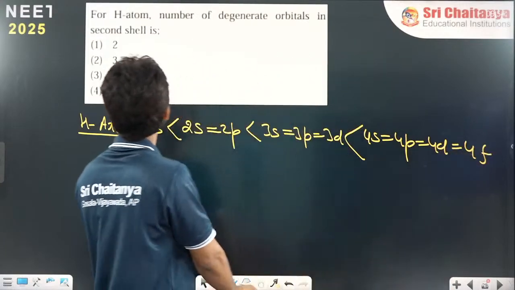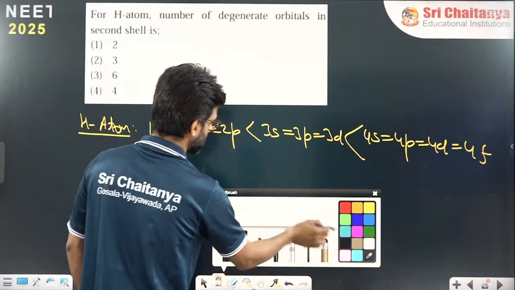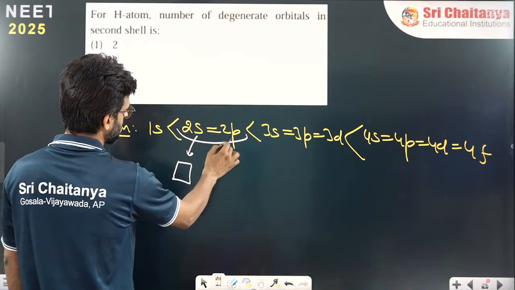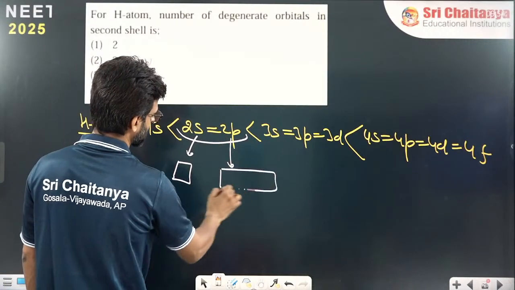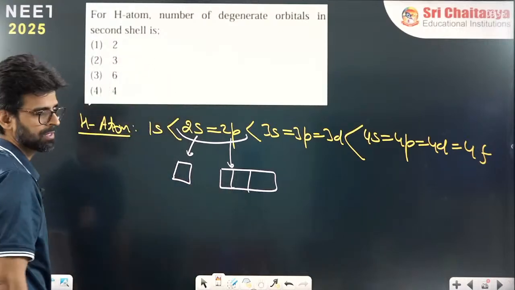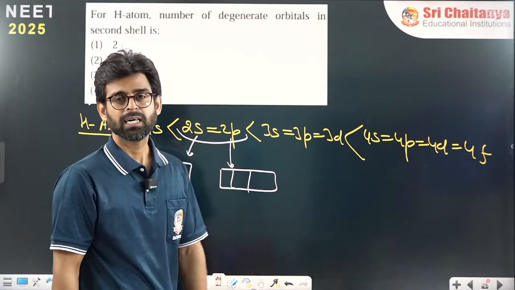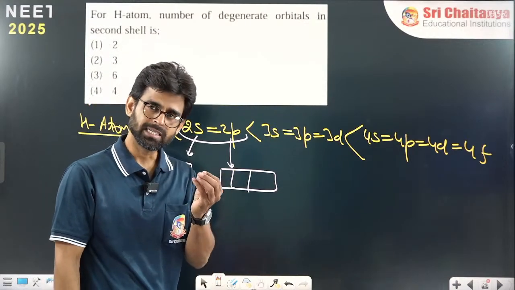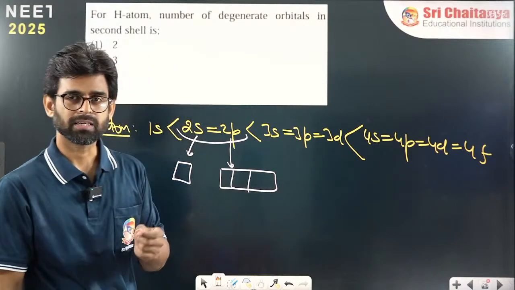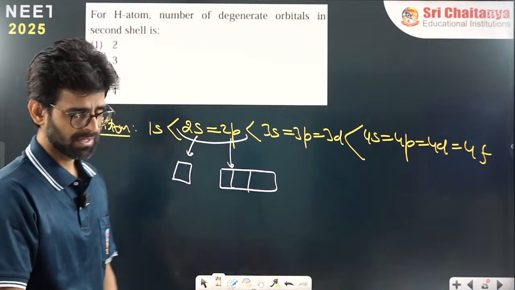Just saying, second shell, right? Second shell means this one. In the second shell, 2s has 1 orbital and 2p has how many? 3 orbitals. So these 4 have the same energy, right? That's why the answer should be 4. Similarly, if they ask in the third shell how many degenerate orbitals, so 1 here, 3 here, 5 here, 9 I will say. Degenerate orbital means orbitals with the same energy. Fine? Okay.